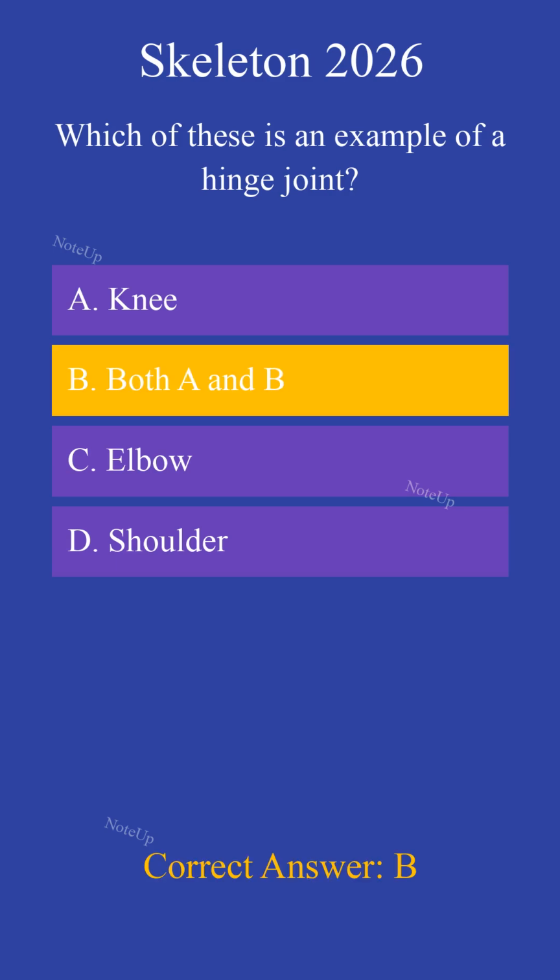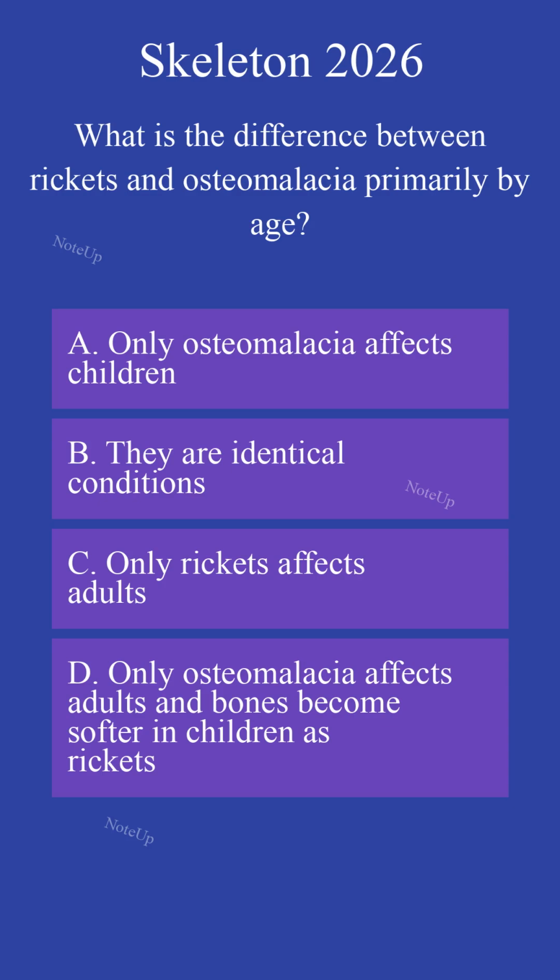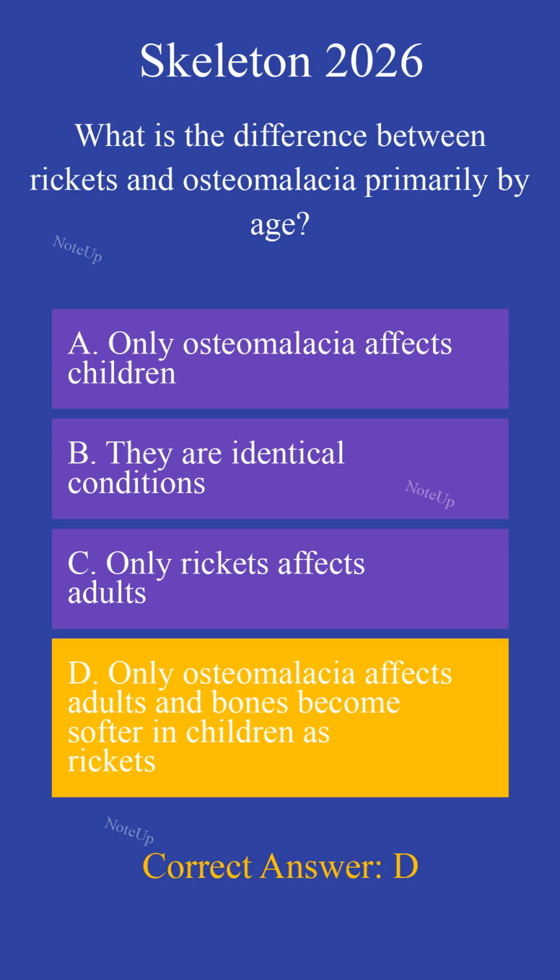The correct answer is B. Both A and B. What is the difference between rickets and osteomalacia primarily by age? The correct answer is D. Only osteomalacia affects adults and bones become softer; in children it is rickets.